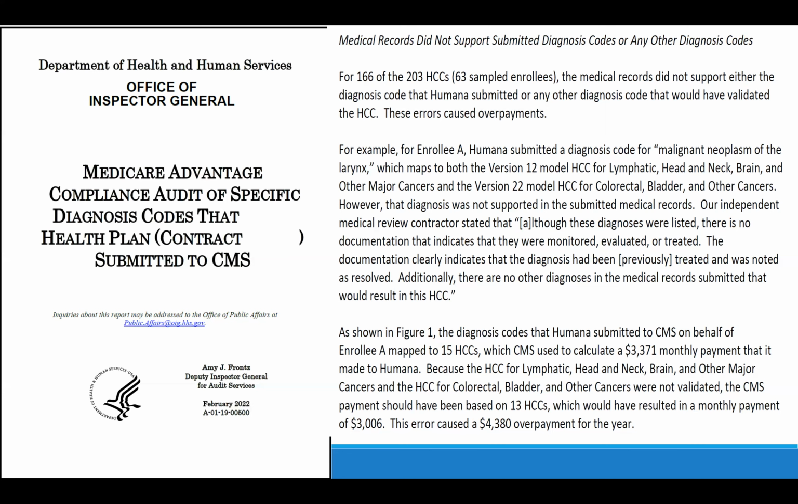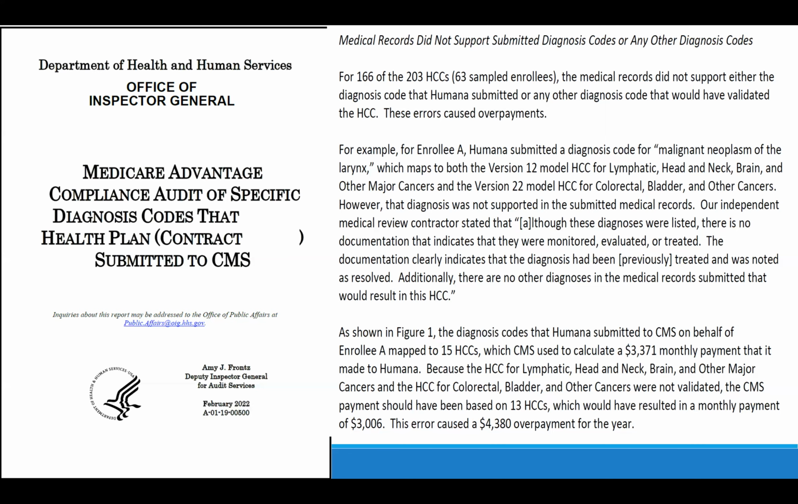For example, for enrollee A, Humana submitted a diagnosis code for malignant neoplasm of the larynx, which maps to both version 12 model HCC for lymphatic, head, neck, brain, and other major cancers, and version 22 model HCC for colorectal, bladder, and other cancers. As of the time of this, you see the version, and we just talked about versions. We're actually moving from V24 to V28. V22 was only in play for a little bit.